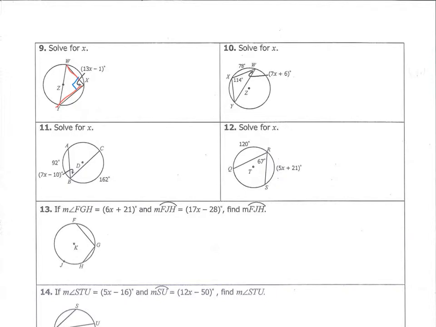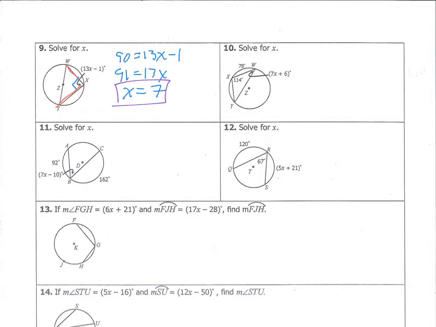So don't I just take 90 degrees and set it equal to 13x minus 1? And they do want us to solve for x, so this should be fairly simple. We're going to add 1 to both sides. I get 91 equals 13x, and we'll see if 91 is divisible by 13, which it is. So x is equal to 7. And you could check that by plugging the 7 back in and making sure it equals 90.